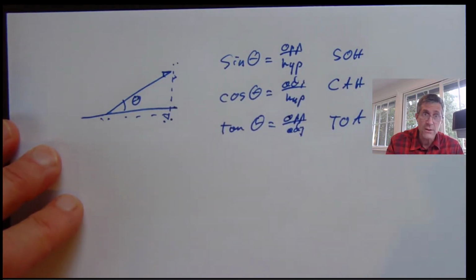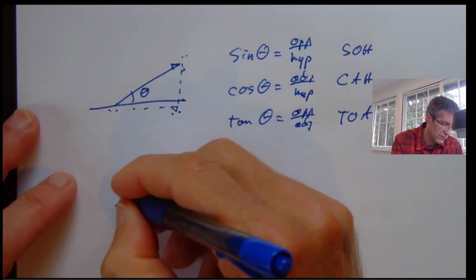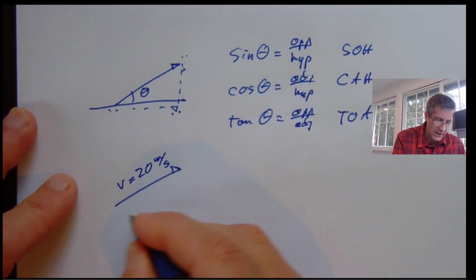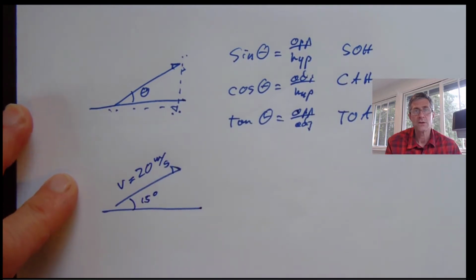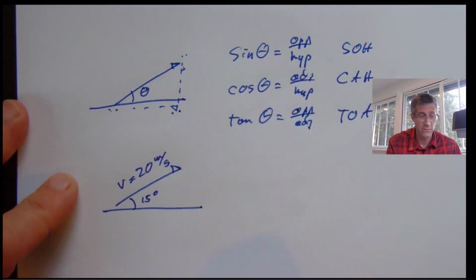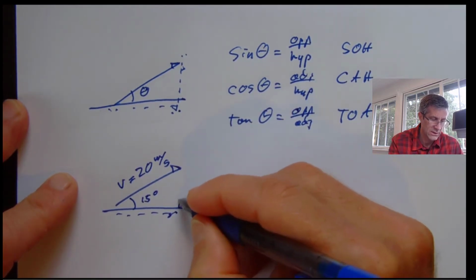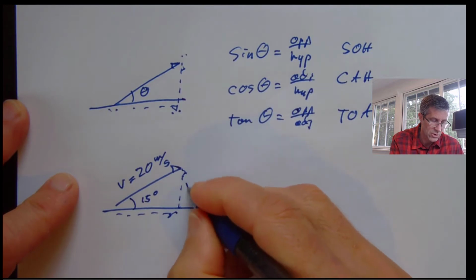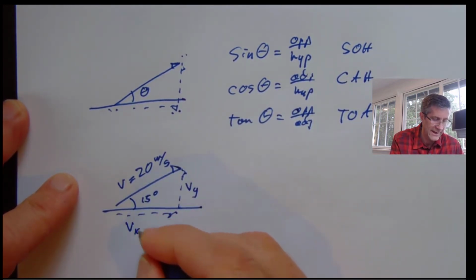So let's do an example, right? Suppose I have this vector. We'll call it a velocity. We'll call it 20 meters per second, and this is at an angle of, I don't know, say 15 degrees. So this is going to be awkward, right? I'm going to separate this into 2 dimensions. I'll separate it into a horizontal or x dimension, and I'll separate it into a vertical. So I want to know what the velocity in my y dimension is, and what my velocity in the x dimension is.